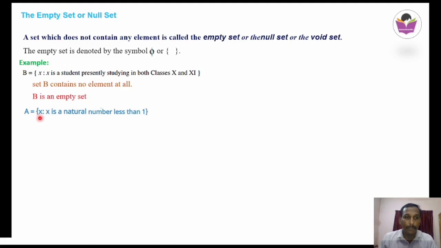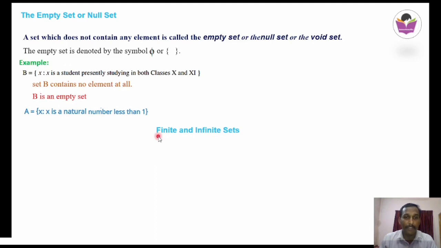A is equal to the set of all x such that x is a natural number less than 1. When you go through the statement, natural numbers start from 1, 2, 3 and go up to infinity. Here the statement says x is a natural number less than 1. It is not at all possible to have a number which is less than 1 and which is considered a natural number. So this is also a null set.